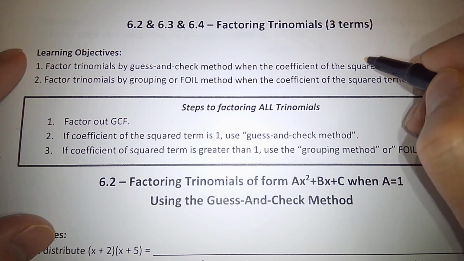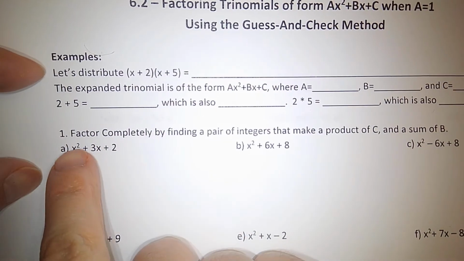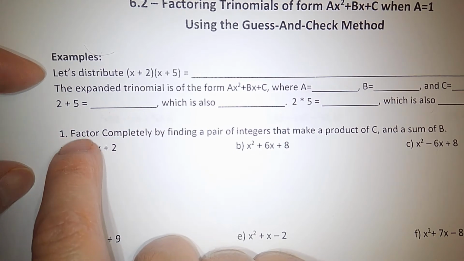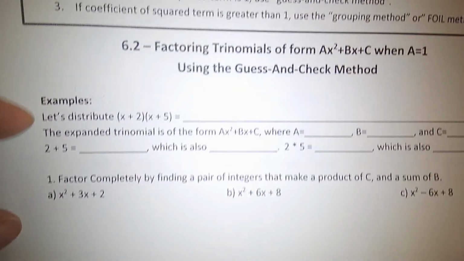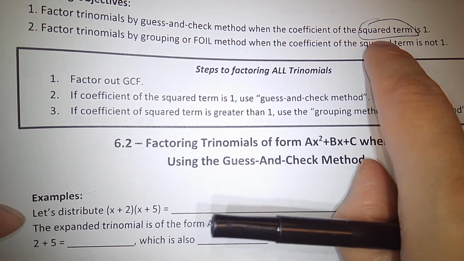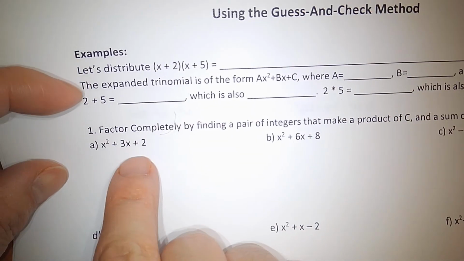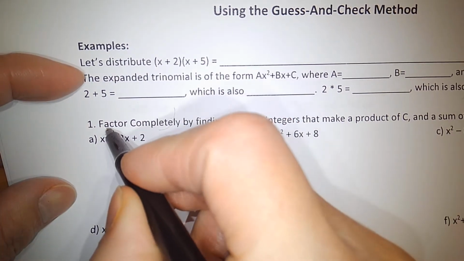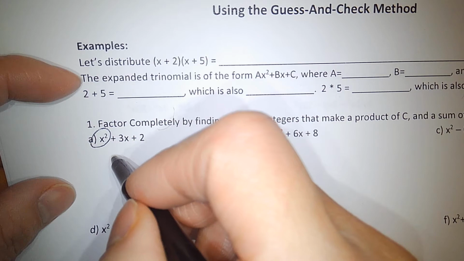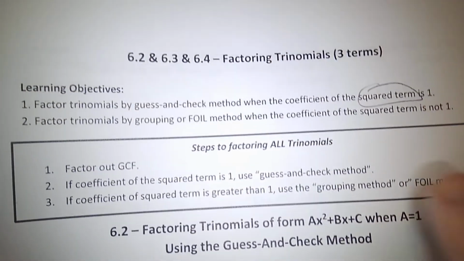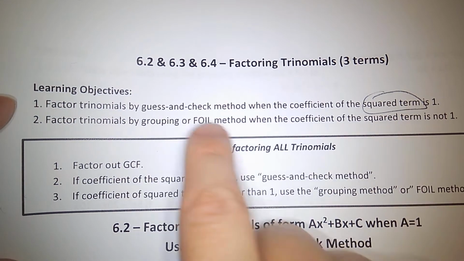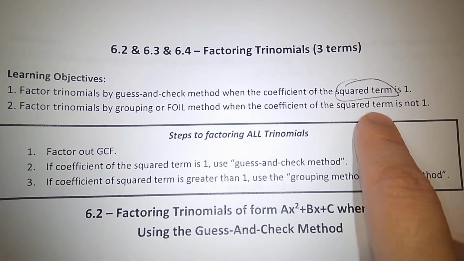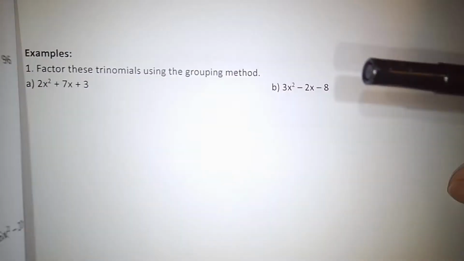How do you understand the square term? So the example, x squared plus 3x plus 2, has three terms. It's a trinomial, right? What is the squared term? x squared, okay? So if the coefficient of the square term is 1, does this trinomial satisfy that? Yes or no? This is the squared term, x squared, right? What is the coefficient? 1. Okay, yes. So if the coefficient of the square term is 1, we can use what? Guess and check method. If the coefficient of the square term is not 1, what kind of trinomial satisfies that?